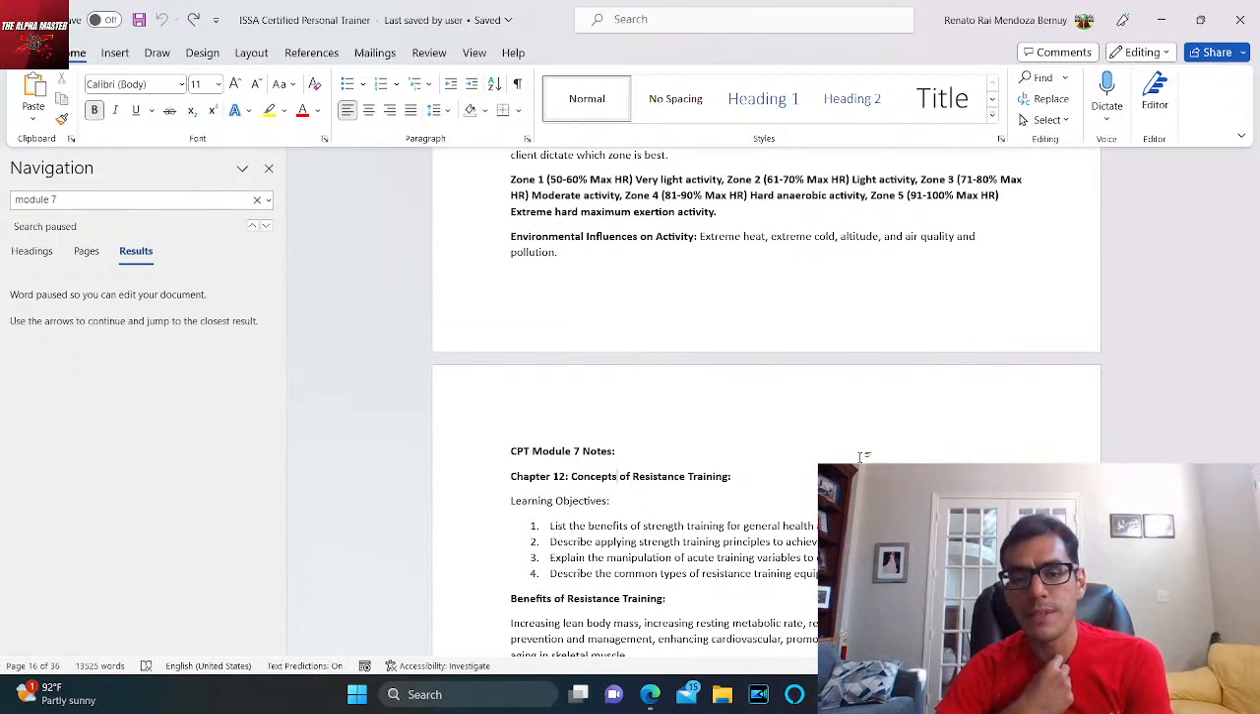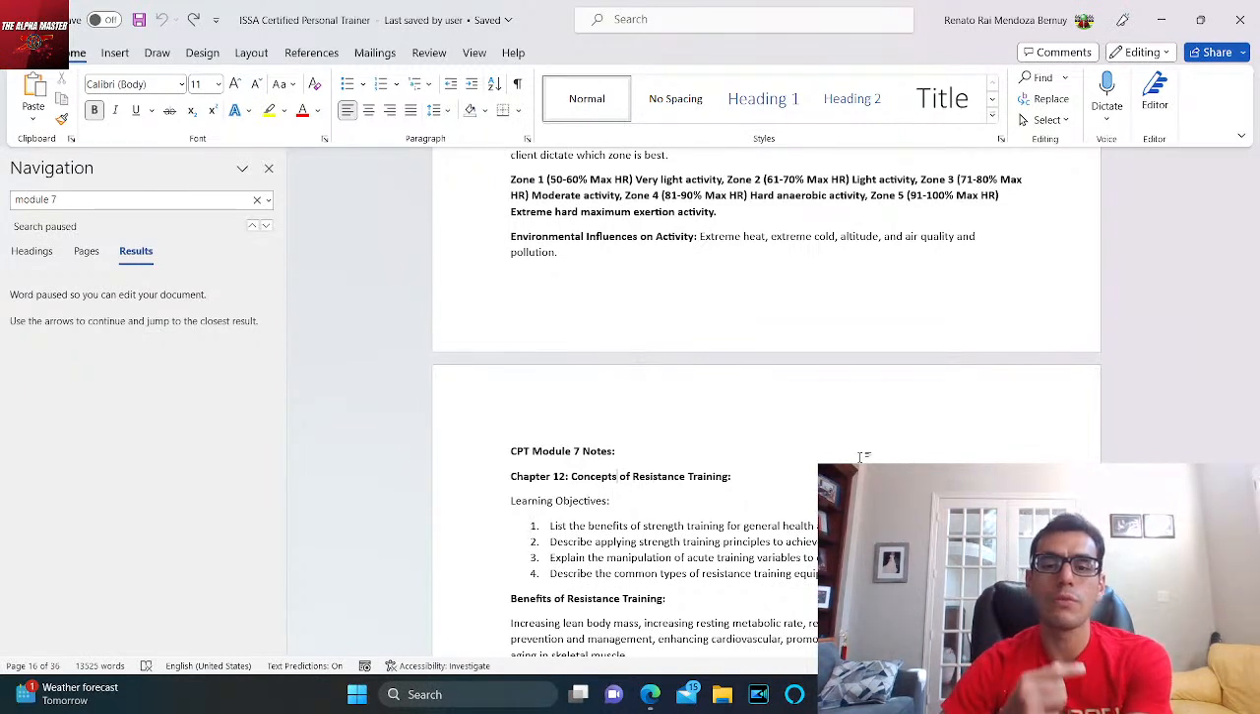So you have the learning objectives for Chapter 12, concepts of resistance training. The learning objectives are going to be to list the benefits of strength training for general health and fitness. You have to describe applying strength training principles to achieve specific adaptations.